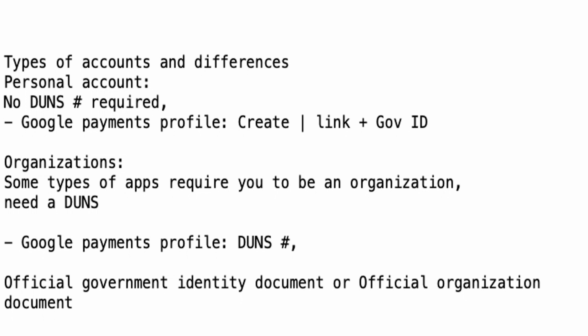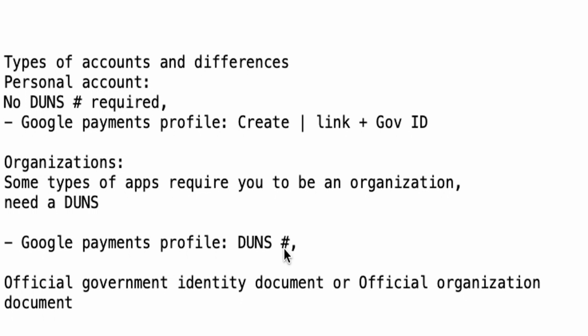Now, the differences between the two types of accounts, between personal and organization: firstly, for personal, you will not need a DUNS number. And then you'll be prompted to create a Google Payments profile, and you'll be required to essentially submit a government ID. Whereas for a type of organization, you'll need a DUNS, and also for your Google Payments profile, you'll need the DUNS number.